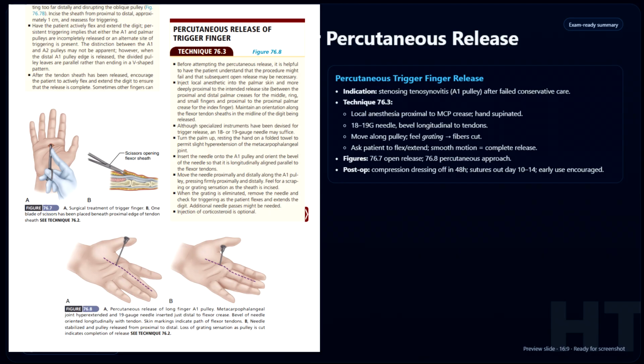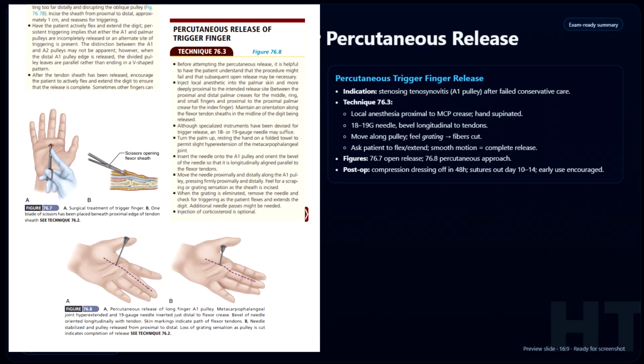One of the minimally invasive methods is percutaneous release, described in Technique 76.3. Step-by-step technique. Patient preparation. Local anesthesia is injected into the palmar skin just proximal to the metacarpophalangeal crease of the affected digit. The hand is positioned with the palm up, supported by a towel to allow hyperextension of the metacarpophalangeal crease. Needle insertion. A fine needle, typically 18 or 19 gauge, is introduced into the skin.